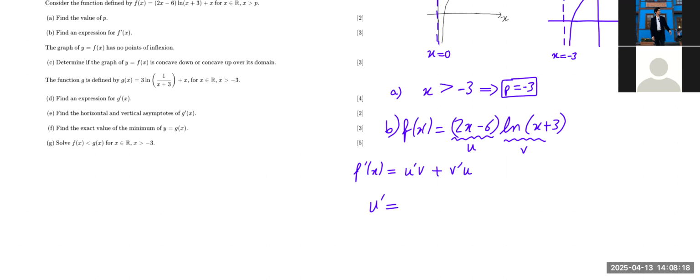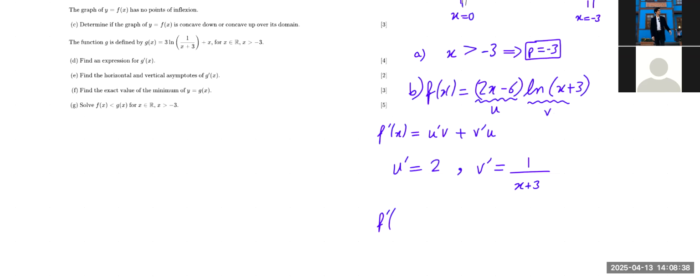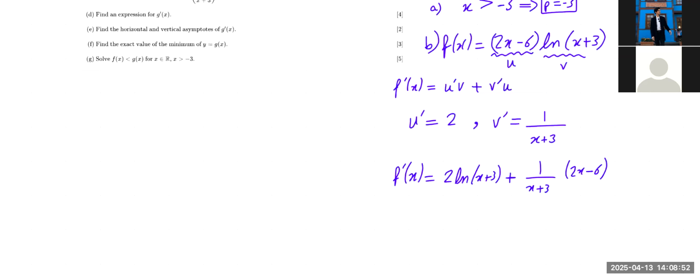The derivative of this guy? 2. Yeah. And what's v prime going to be? 1 over x plus 3. Exactly. Times 1 technically because you need to multiply by the derivative of the inside, but that doesn't matter. So the derivative, therefore, is u prime times v plus v prime times u. There you go. So we can combine this into one fraction, make it look a bit better. There. So now we have the derivative.